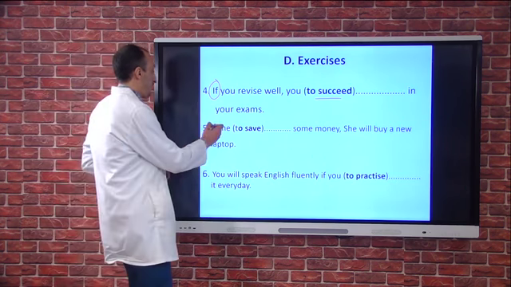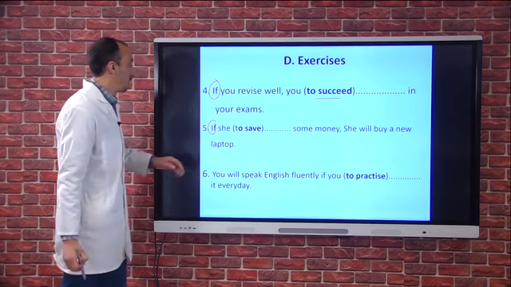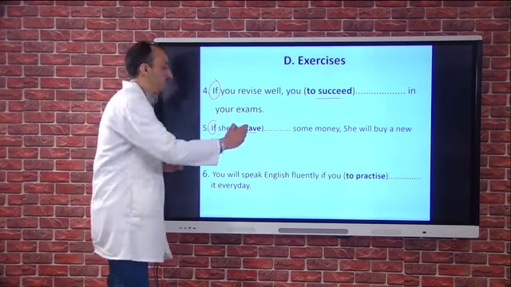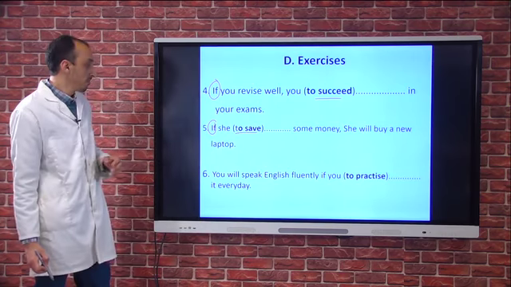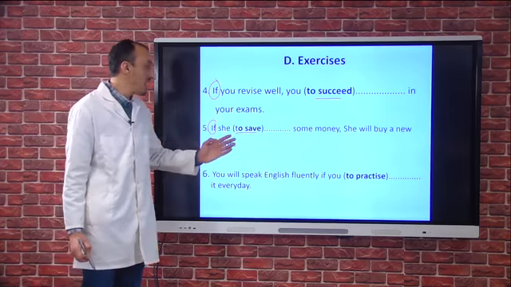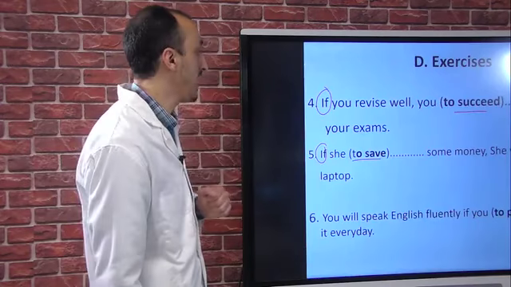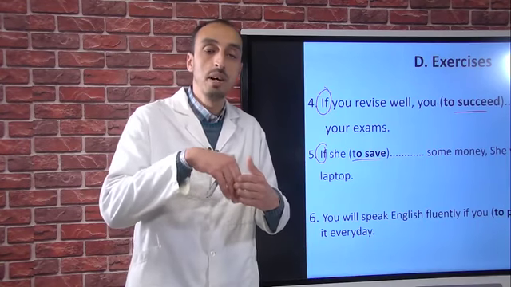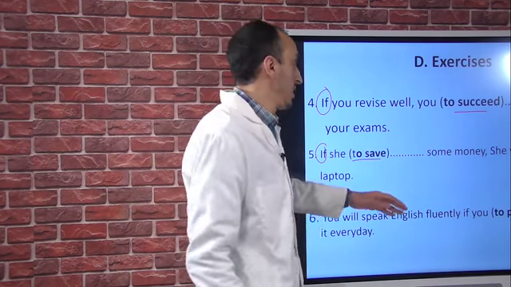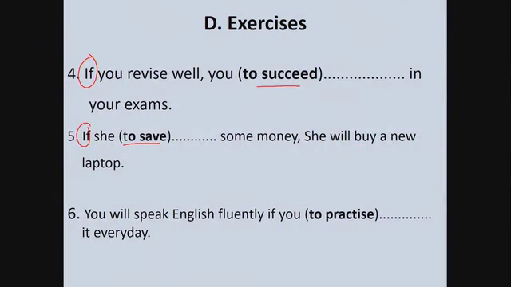Then, in the 5th sentence, we're looking for the verb in the if clause. If she, the verb to save money, for example. If she, to save is the infinitive. You have to conjugate it. So usually you save money in the piggy bank. She will buy. Have a look at the verb. She will buy. So try to think and find out the answer.